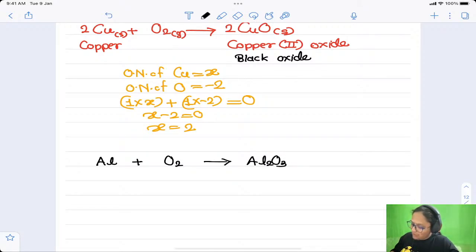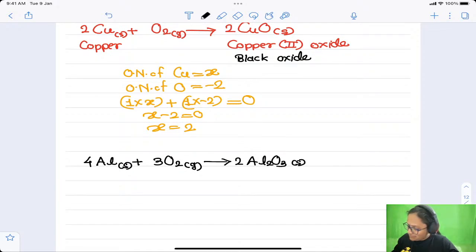For balancing, I'll put 2 here, 3 here and 4 here. Okay, so aluminium solid reacts with oxygen gas to give you aluminium oxide. So this is aluminium, gives you aluminium oxide.